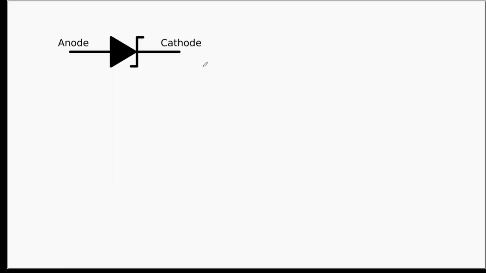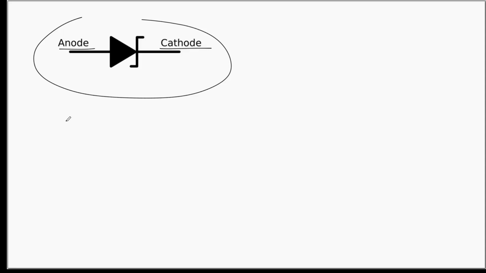A Zener diode in a circuit is represented using this symbol. We'll have a triangle. At the vertex of the triangle, you have a symbol like this, an inverted Z, and from the base of the triangle, you have another terminal. The terminal on the vertex side is called the cathode, and the terminal on the base side is called the anode.